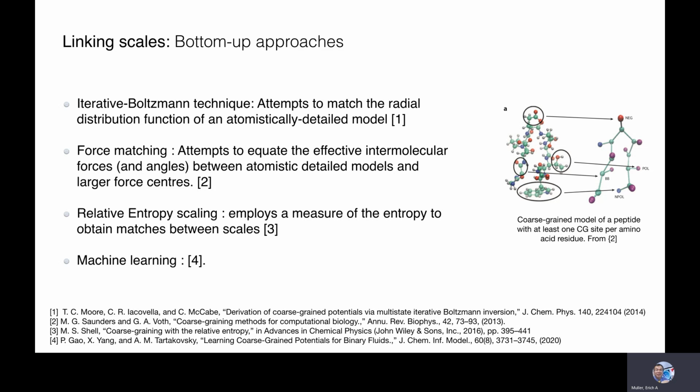In the iterative Boltzmann technique, one attempts to match either the radial distribution function or some other detailed atomistic representation of the model, and by iteration fits a coarse-grained potential which matches that, with the hope that if we match the radial distribution function or some other property, we will get a good overall fit of the force field.